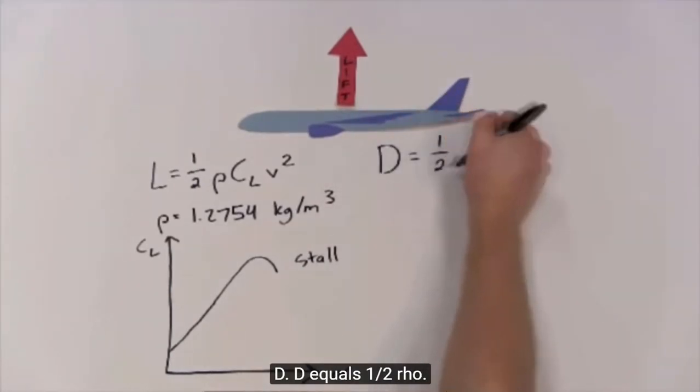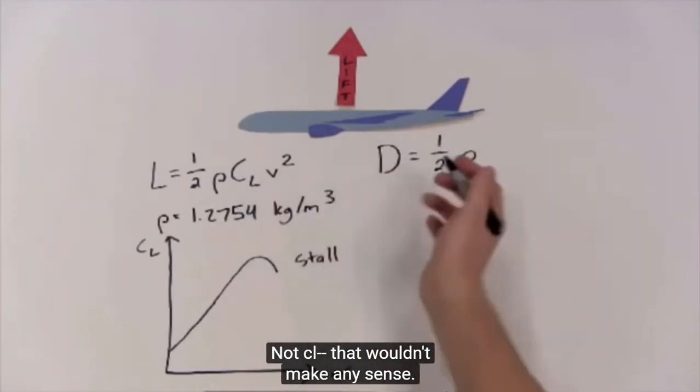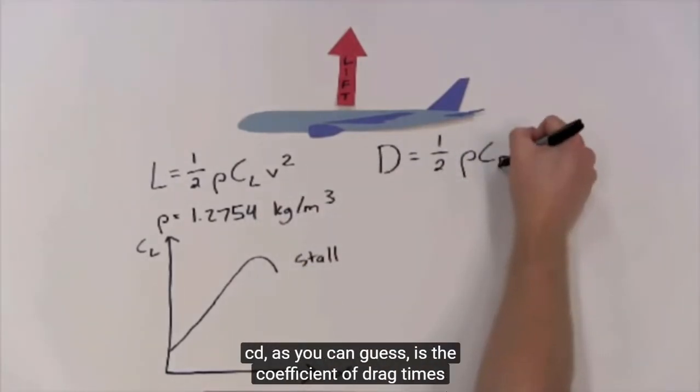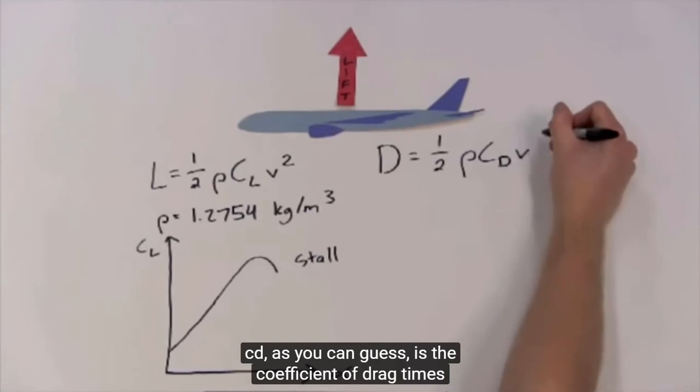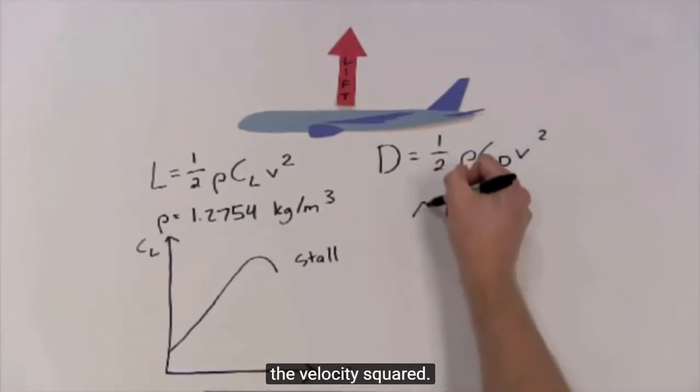d equals 1/2 rho, not CL, that really wouldn't make any sense, CD. As you can guess, it's the coefficient of drag times the velocity squared. Once again, he makes the serious error of eliminating the frontal wing area. That is the wing area that's perpendicular to the relative wind, or to the flow. It's totally missing from this equation.